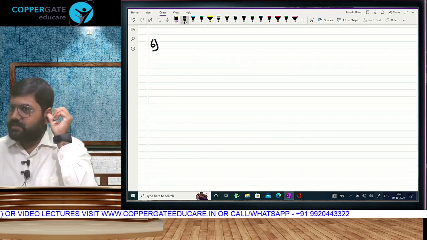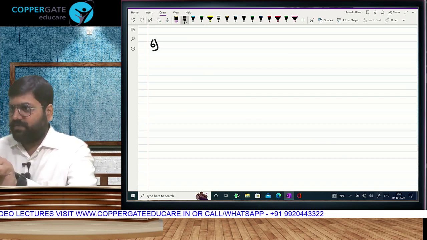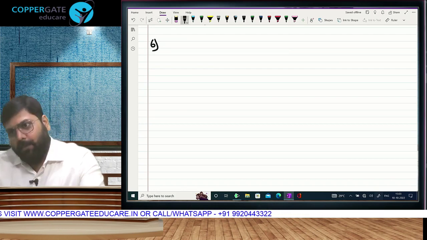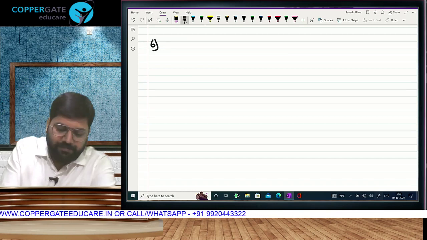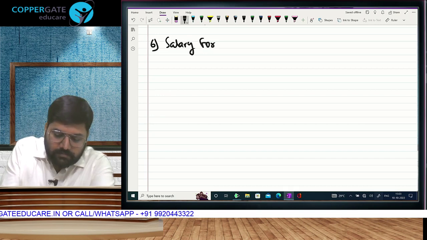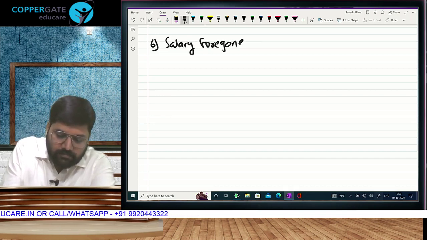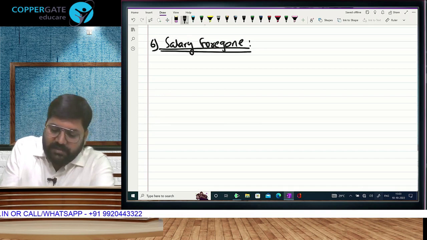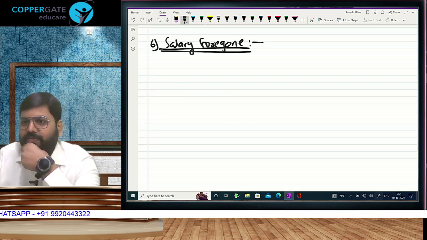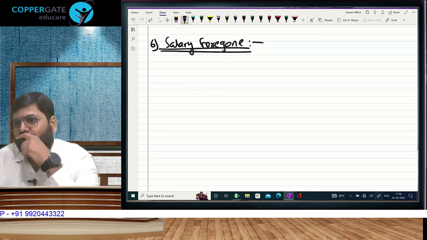But that was fifth point. First 4 points together told us only about one thing, which is the most important thing. And what is that? Employer-employee relationship. Point number 6. Salary foregone. In English, foregone matlab?